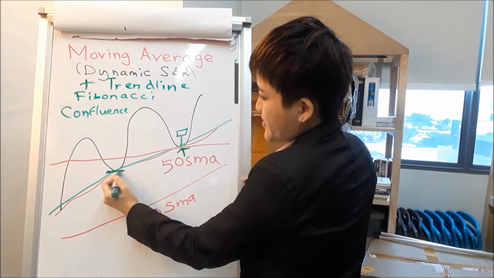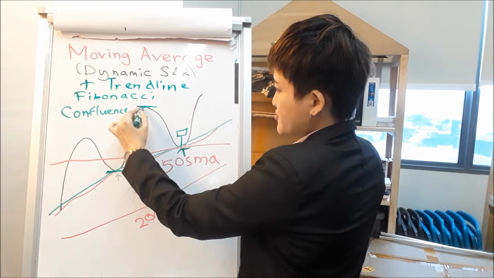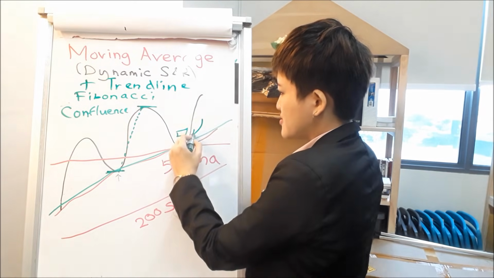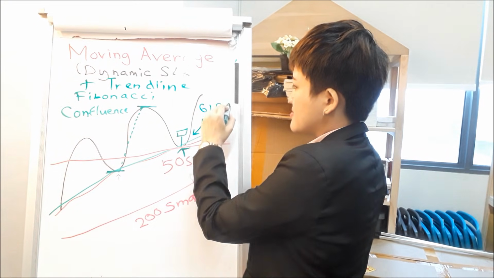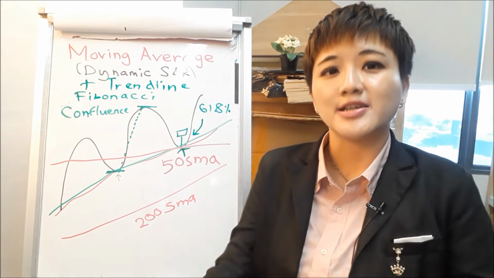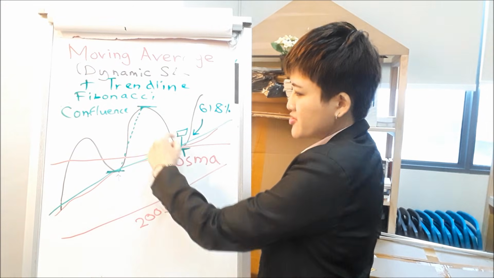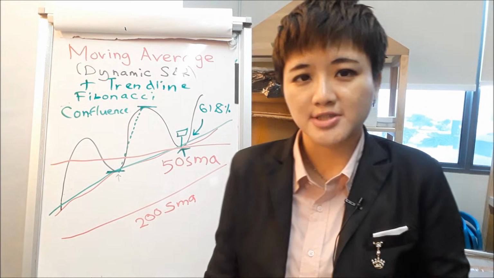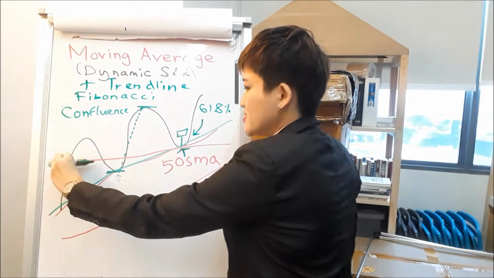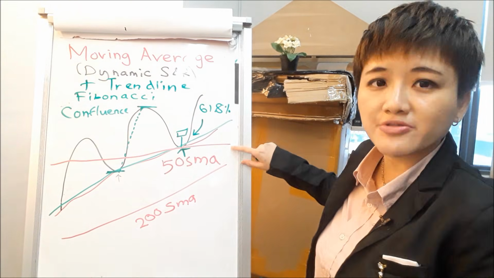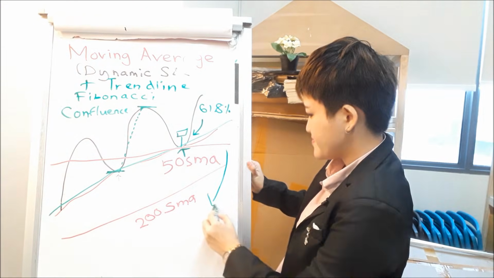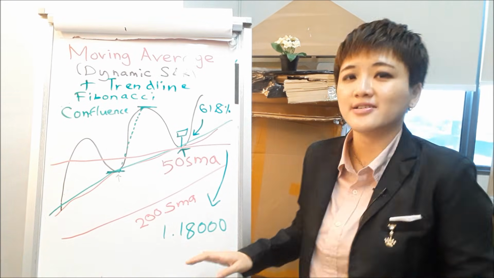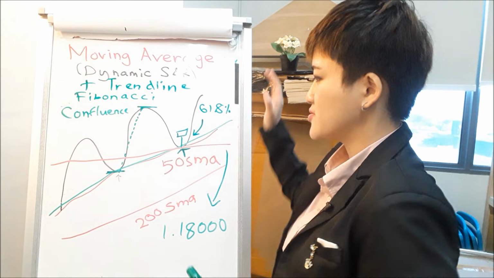Let's say you draw it from here to the top. Okay, you draw a Fibonacci. And you realize that price retraces to the 61.8 level. This is another confirmation that the price is going to bounce off from here because Fibonacci can act as a support resistance. And if this level is very near a round number, let's say if this level is 1.18000, this again increases the probability that the price is going to go up.